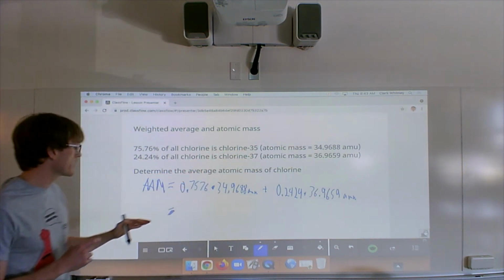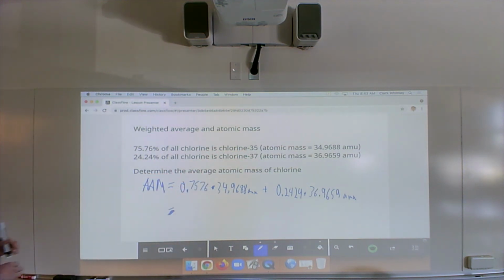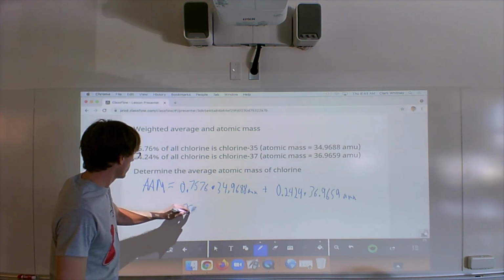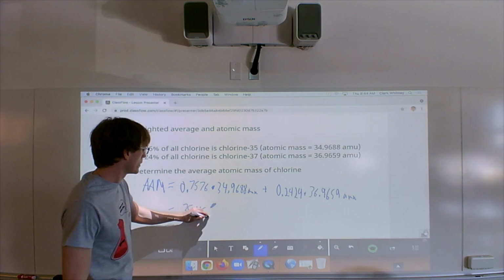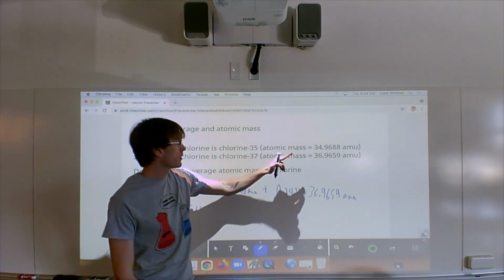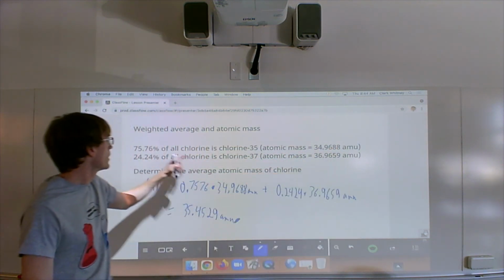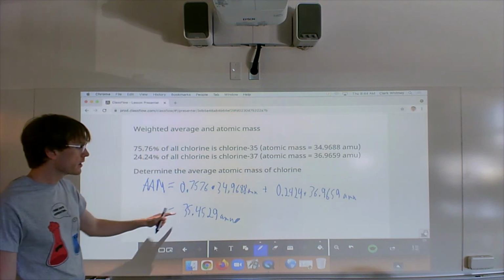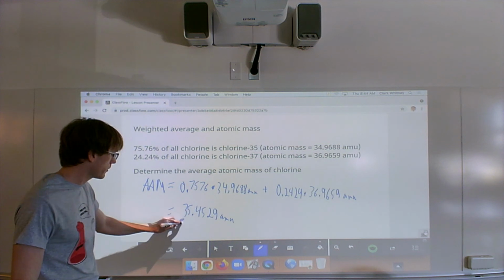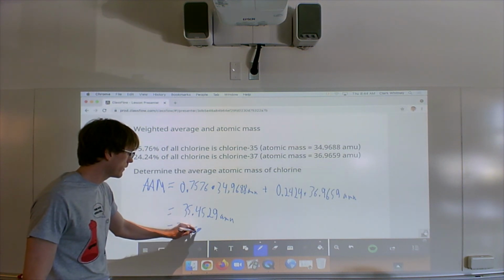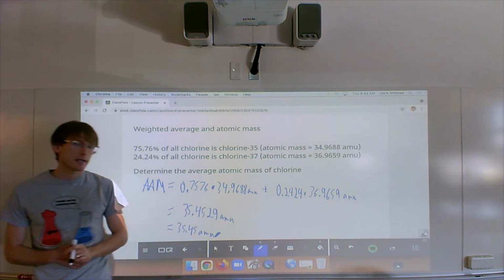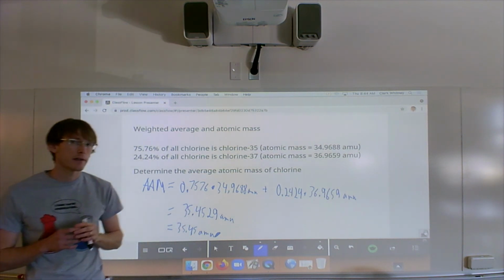And if we were to calculate this out, what we would find is 35.4529 AMU is what we calculate. Now granted, there are 6 sig figs here, but the percentages are only 4 sig figs, so we have to cut it off at 35.45. So 35.45 AMU, and that would be our final answer. And if you were to look in the periodic table, you would find that the average atomic mass for chlorine is indeed 35.45 AMU.